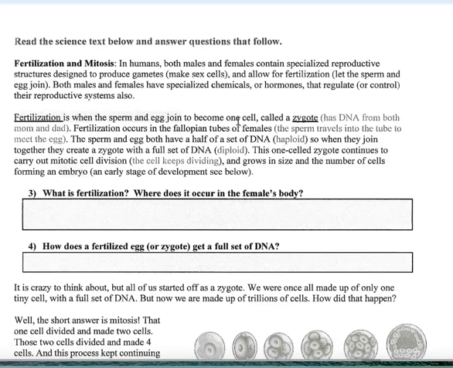So this is when this one-celled zygote continues to carry out mitotic division, meaning the cell keeps dividing, and it grows in size and the number of cells, forming an embryo, which is the early stage of development. You will see this below.